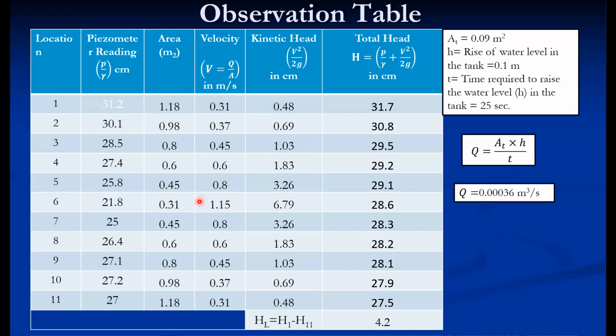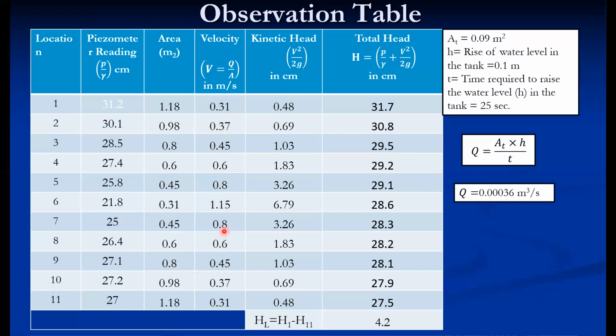It is maximum at section 6. And from 6 again, it gradually decreases because the area increases, so velocity decreases. So these are the velocities at the respective sections obtained by the formula V equal to Q by A. Q is common in all sections, only the area varies. So when the area decreases, velocity increases; when the area increases, velocity decreases.